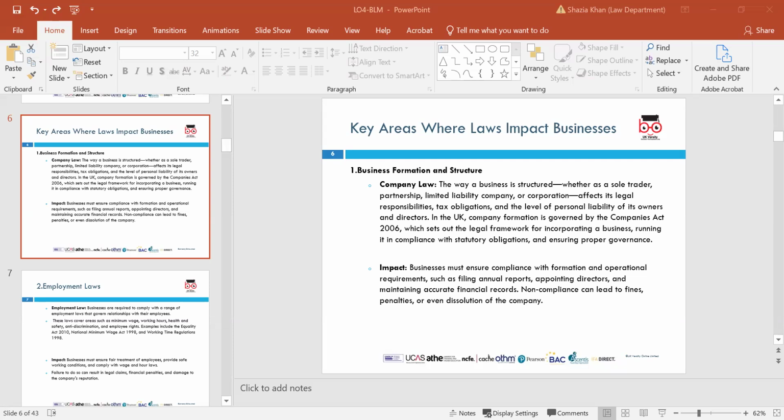An example I'll give you is a freelance graphic designer operating as a sole trader, who bears personal liability for business debts, unlike a big tech startup structured as a limited company, which offers its own liability protection. So it's really important that these legal requirements are followed.